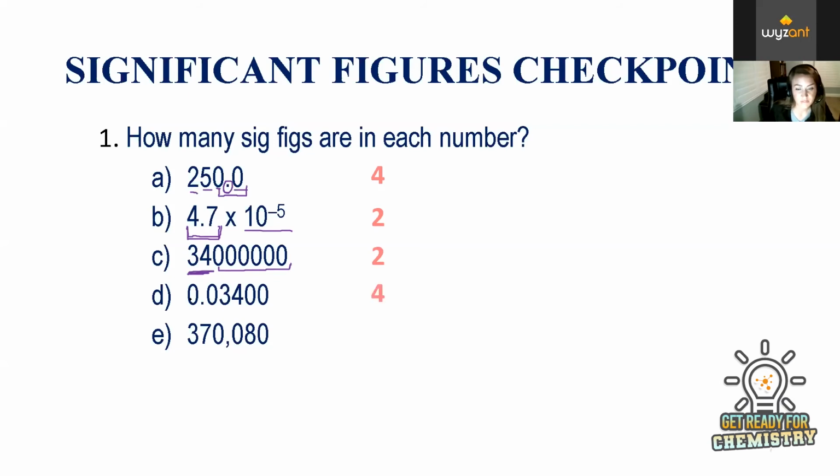And then this one, these are leading. So we don't count these. We do count the 34. And then these ones are significant because there is a decimal. So there's 4 total. And then this one, non-zeros and captive zeros. And this one is not significant because there's no decimal in the number, so only 5 digits total.